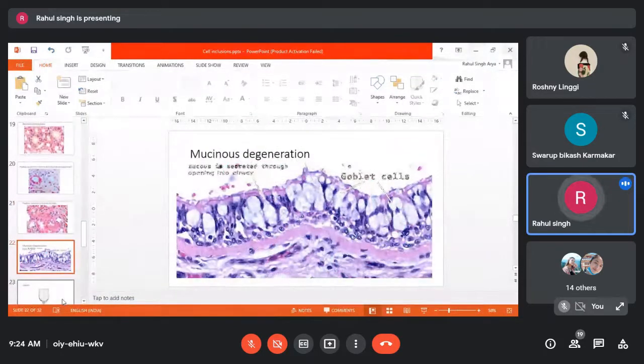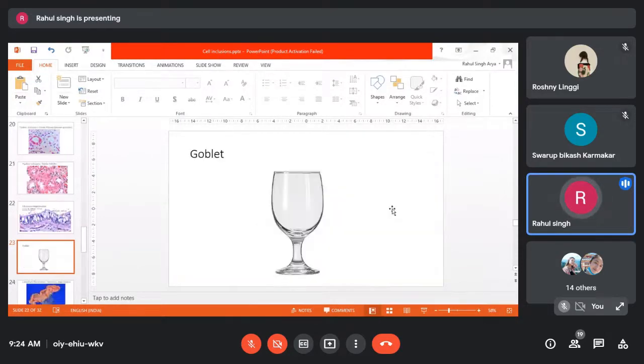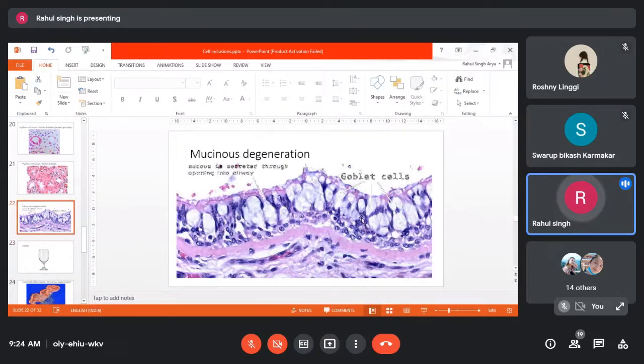Then we come to mucinous change. Now you see here, these hazy cells are goblet cells containing mucus. Goblet is this. This is a goblet, a glass to drink wine or whatever they want to drink. In Western countries, they utilize this, and accordingly, they have named these cells as goblet cells.